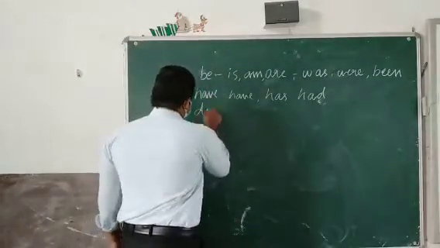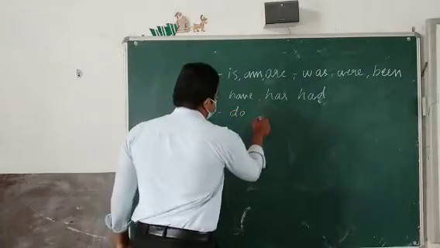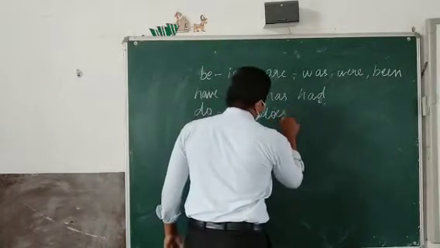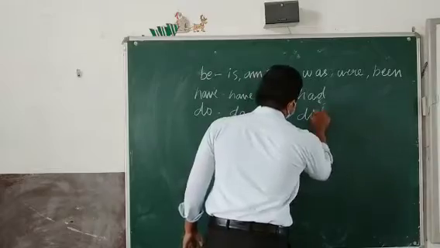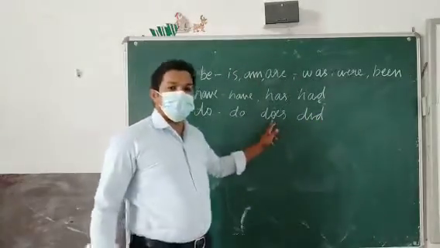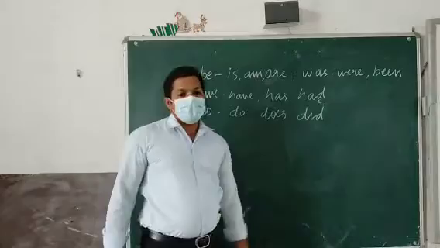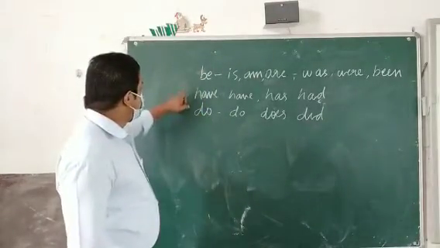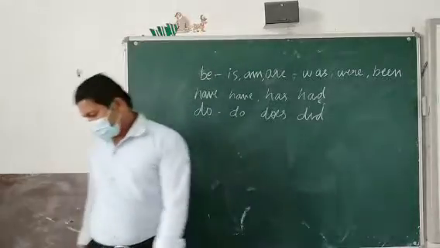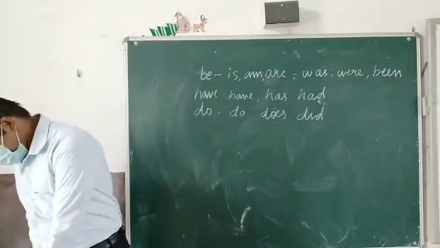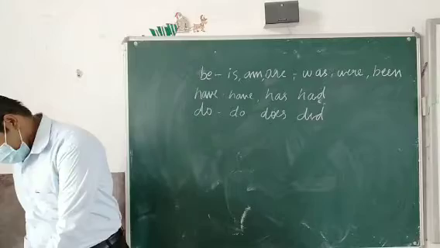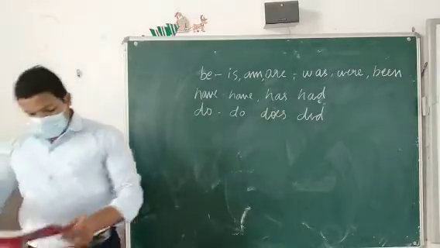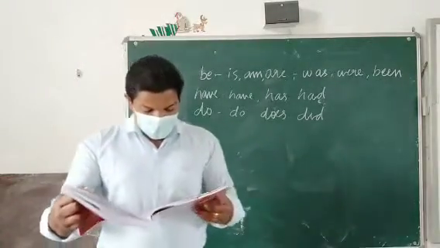Then another one is do. This also has three forms: do, does, and did. Do and does are used in the present form, and did is used in the past form. Then be, have, do. So these three forms are there: be, have, and do.